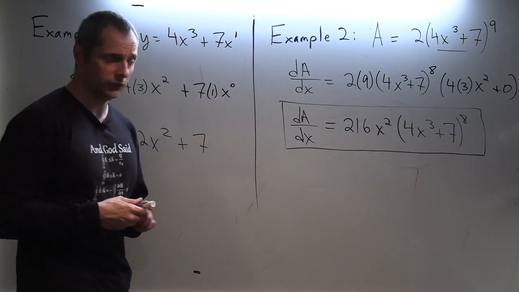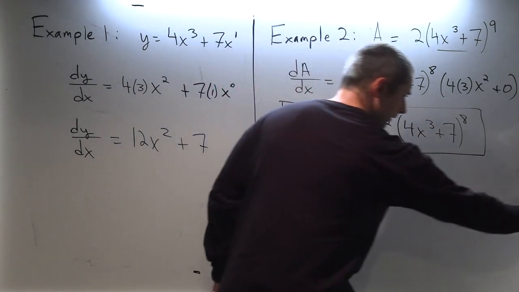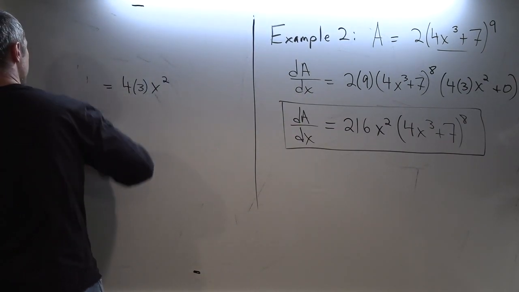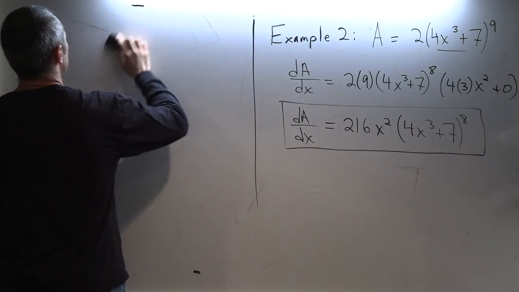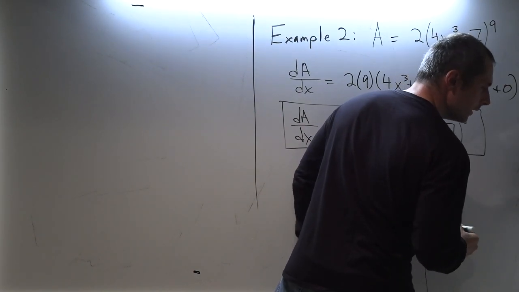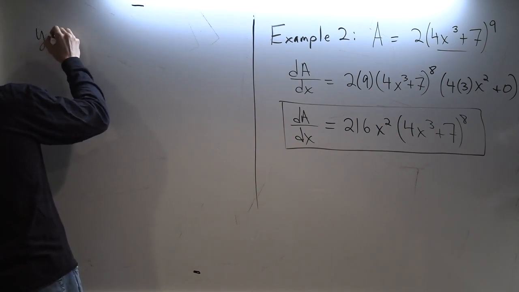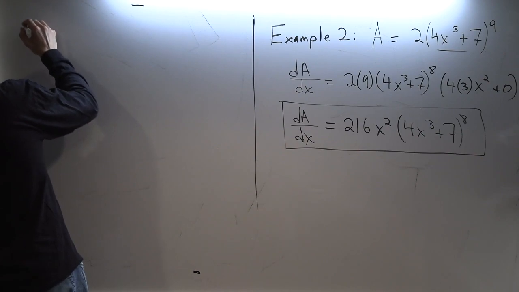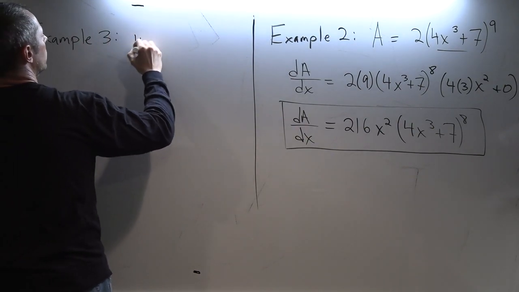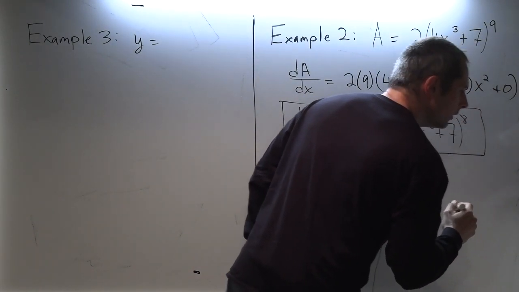Okay, so there is another example. Let's take a look at another example. Negative 5t to the 4th.